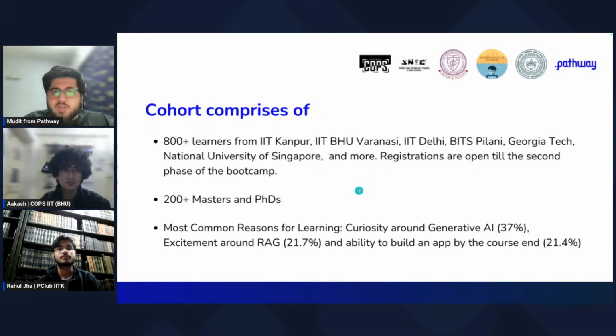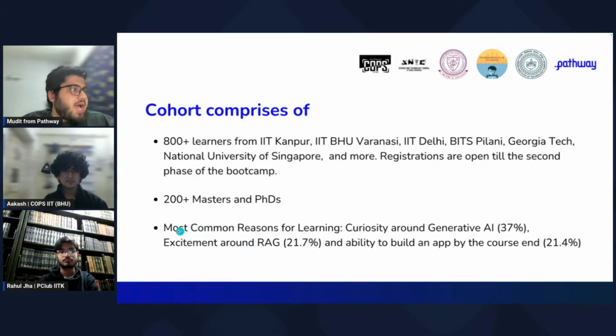Most of us are from undergrad backgrounds in the cohort. When I say undergrad, I mean a bachelor's program. And there are people who are pursuing masters or PhD, and 200 plus of them have already done it. This composition is expected to change, of course, as we progress.